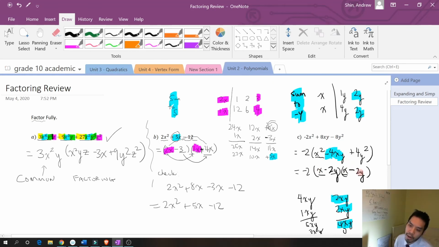And you can check by expanding again. So x times x will give you x squared, x times negative 2y will give you negative 2xy, another x times negative 2y will give you negative 2xy for a total of negative 4xy, and negative 2y times negative 2y will give you positive 4y squared. And there you have it. We've reviewed common factoring and trinomial factoring.